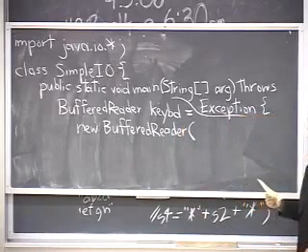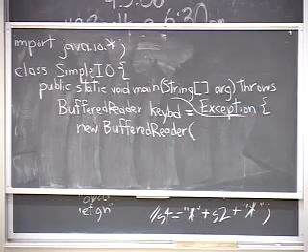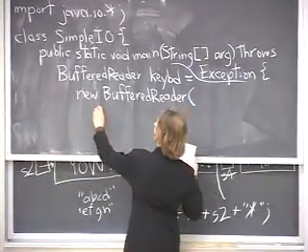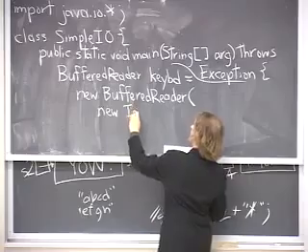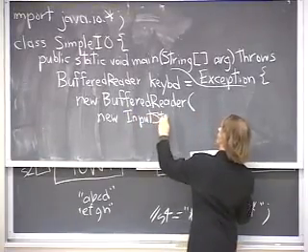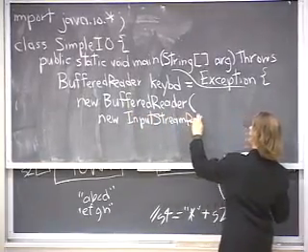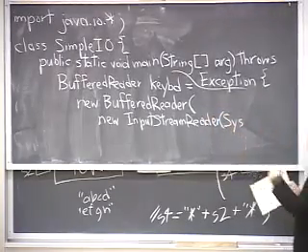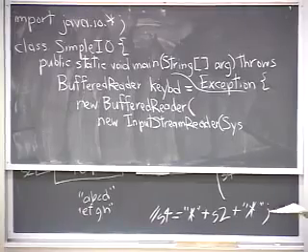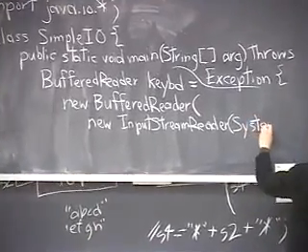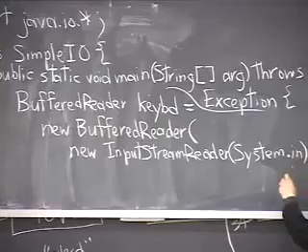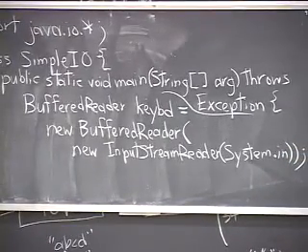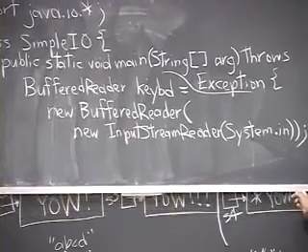And the buffered reader constructor takes one parameter, which is an input stream reader. How am I going to get an input stream reader? Well, why don't I create one right now? And I'll create, now the input stream reader also takes a constructor, which is an input stream. And the input stream I want is the one that comes from the keyboard. System.in. So there, I've created the buffered reader that I need to read stuff from the keyboard.